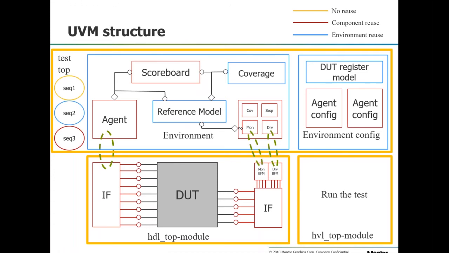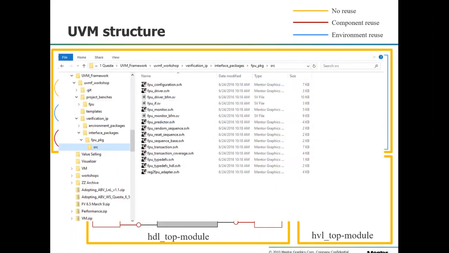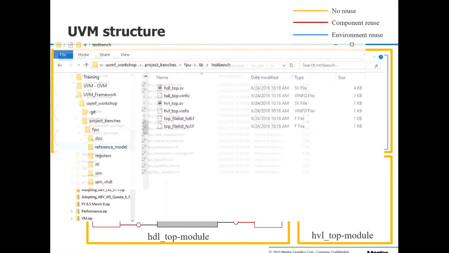And at this point, my guess is you're probably feeling a little overwhelmed because there's a lot of stuff that goes into there. For every one of these agents, I'm going to have all of these pieces. I'm going to have the agent. I'm going to have the driver. I'm going to have the monitor. I'm going to have the sequencer, the coverage collector. So for every one of these agents, it's probably 12 or 15 or some odd number of pieces that I've got to create.